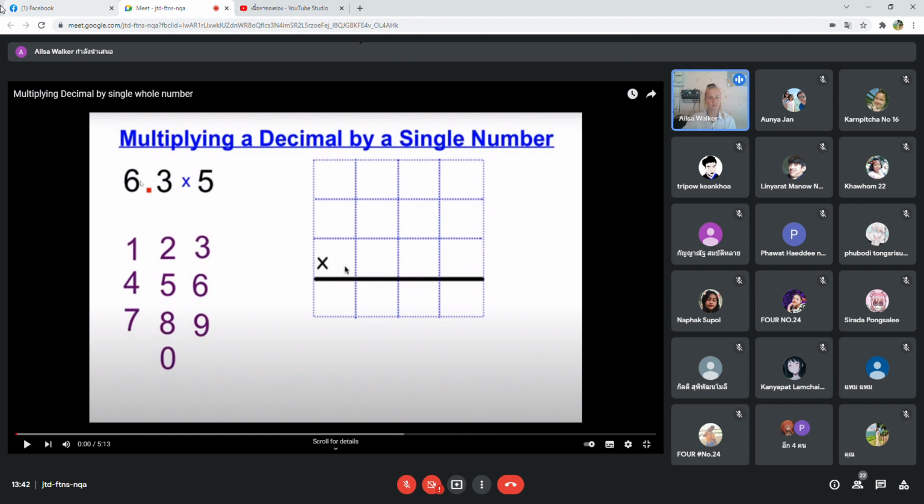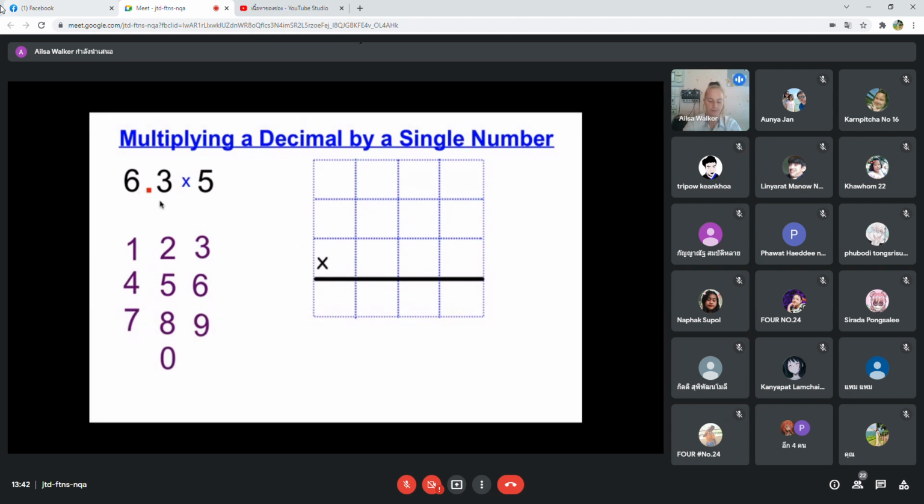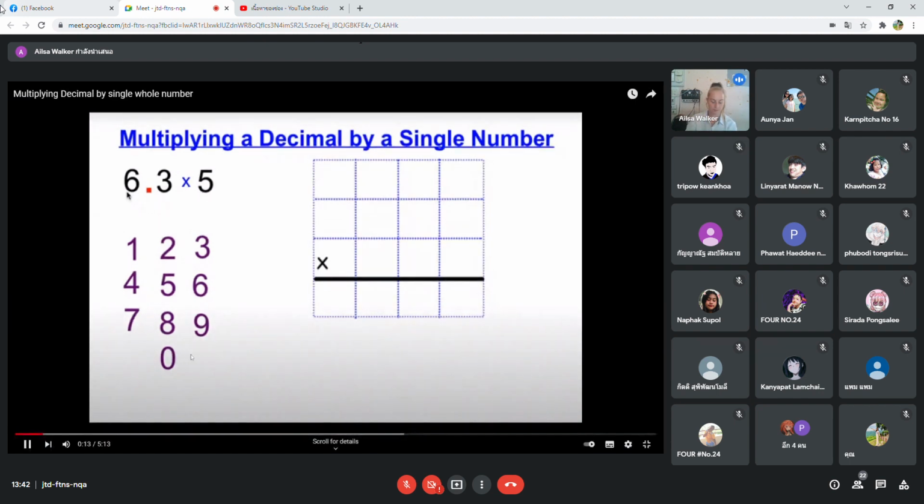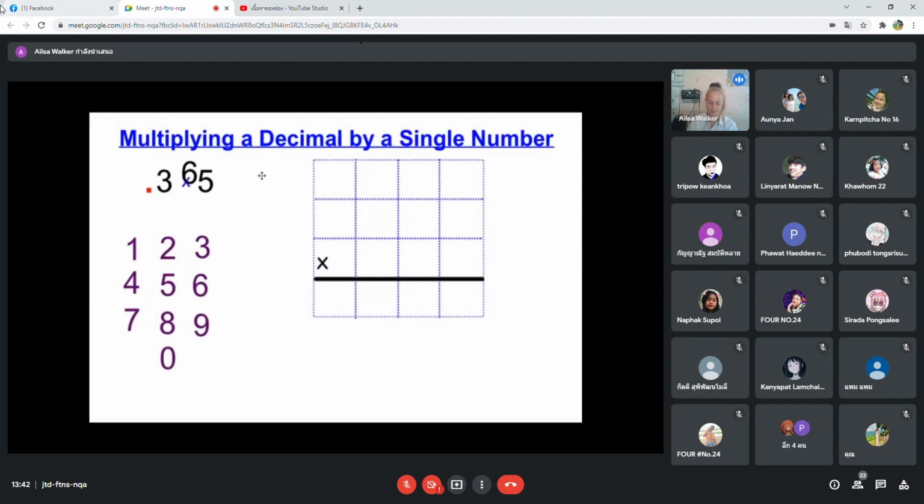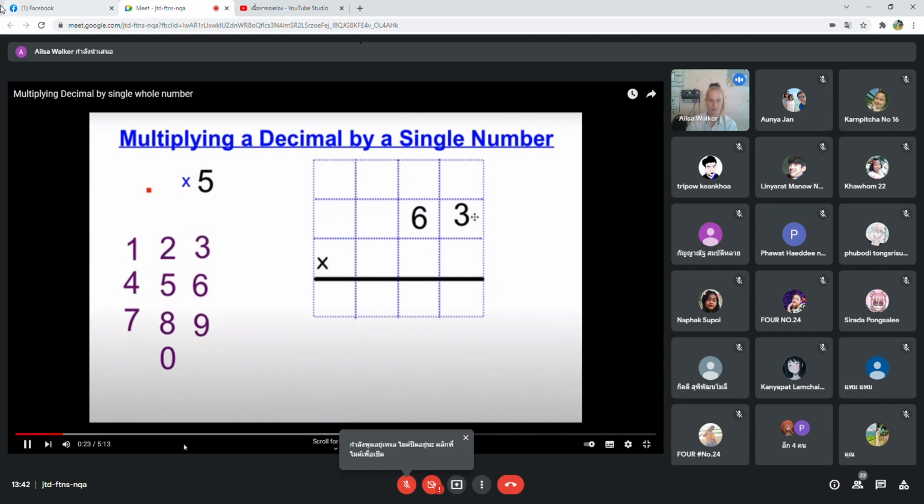Here is our sum. 6.3 multiplied by 5. We're going to multiply a decimal by a single whole number. To start with, you look at the decimal that you're multiplying. 6 3/10 times 5. Now, 6 3/10 has more digits. It has 2 digits. So the number with the most digits is going to go in the top of our multiplication problem, just as if they were whole numbers. Now, don't forget to add that decimal in there.